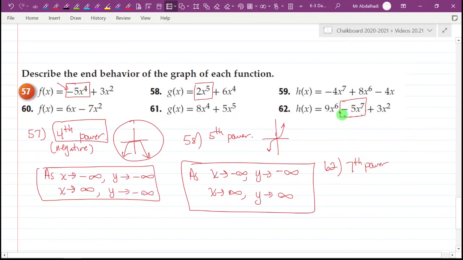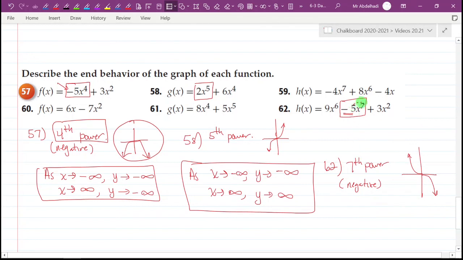This is the lead term right here. Its coefficient, which is -5, is negative. So it's going to be upside down. So it's a negative seventh power. So it's an upside down Travolta. Instead of going up to the right and down to the left, it's actually going to go up to the left and down to the right. That's your power. That's your end behavior.